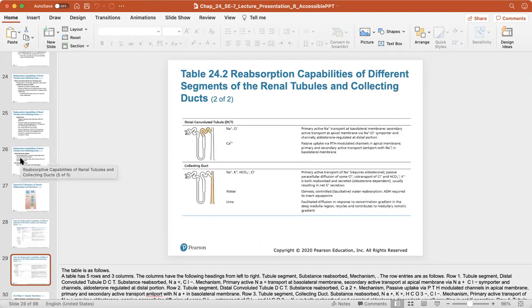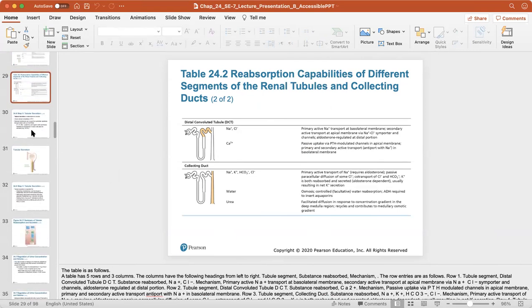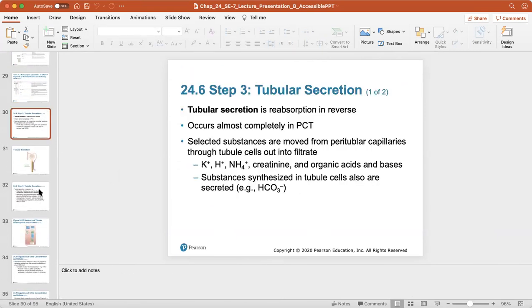And this is probably a great couple slides to study before we talk about part 3, which is tubular secretion. So tubular secretion, again, these are 3 steps in forming urine. The tubular secretion is the reabsorption in reverse. So tubular secretion are things going back into the filtrate. This occurs almost completely in the proximal convoluted tubule. Selected substances are moved from the peritubular capillaries through the tubular cells out into the filtrate.